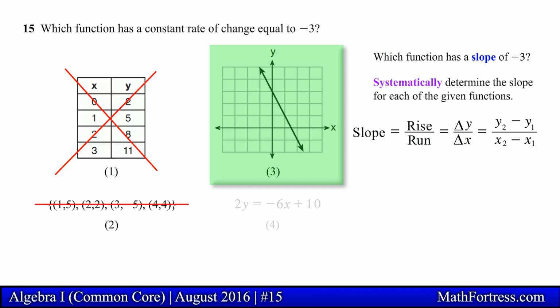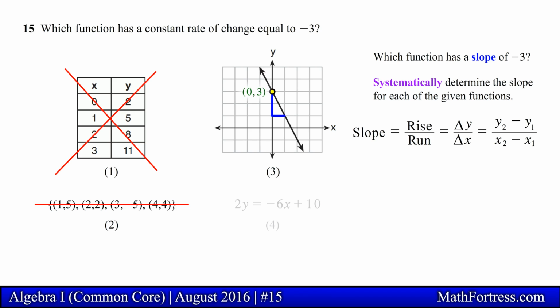Moving along to option 3, we see that this function is represented in graphical form. So we can determine the slope by calculating the rise over run between 2 points. In this case, we can use the y-intercept, which is equal to (0, 3), and the point (1, 1). Computing the slope, we obtain -2, which is not equal to -3, so we conclude that this option is not our answer.